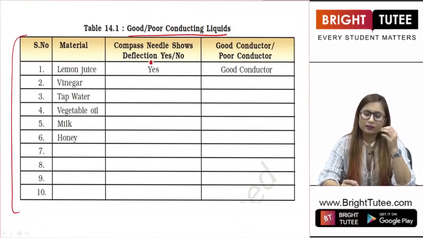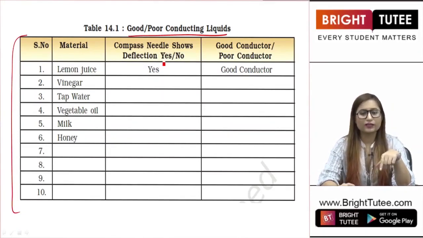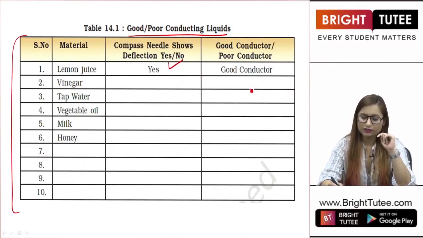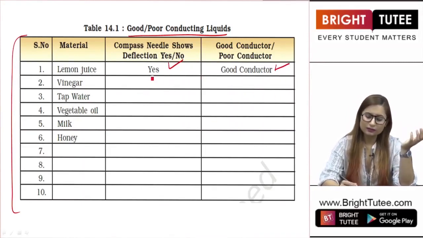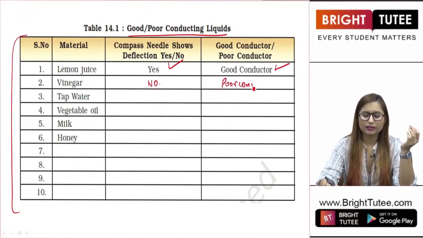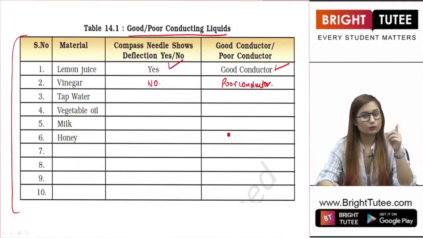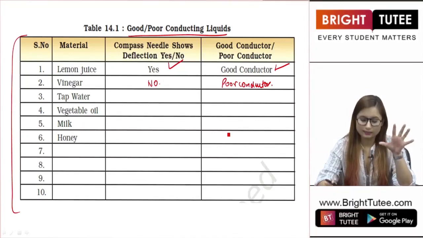So will the compass needle show the deflection? Yes, because it is a good conductor, the compass will show deflection, and it tells us that it is a good conductor. Now vinegar, no, the compass needle will not show any deflection, hence it is a poor conductor. Because the vinegar has no ions, the electricity will not be able to pass through it, hence there is no deflection, and hence that is a poor conductor.